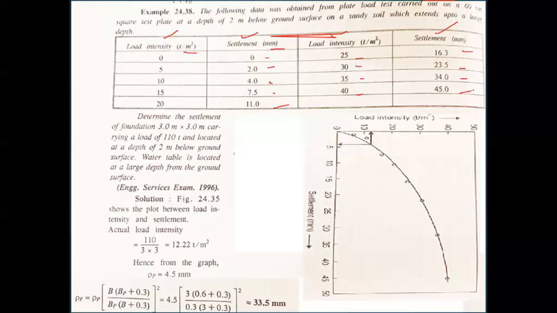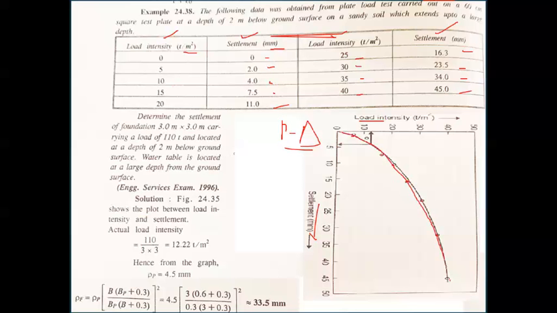The first thing we have to do using this data is to plot the P delta curve. P is the pressure or the loading intensity, and delta is the settlement. Load intensity was taken along the x-axis and settlement along the y-axis. All the data points are located here, and a smooth curve is used to join all these points. So this is the smooth curve.